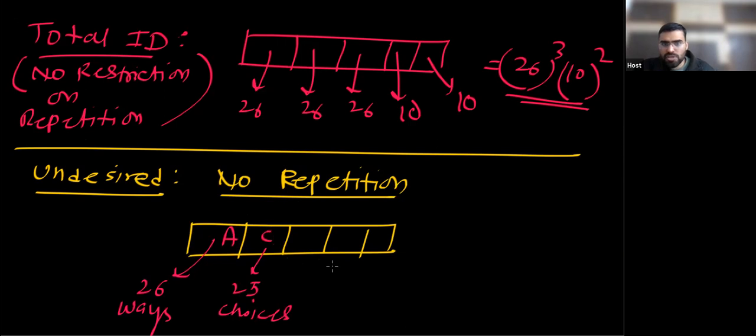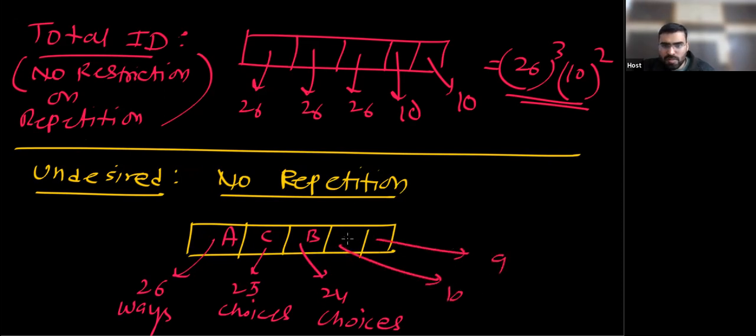So let me put C. Now I cannot put A, I cannot put C. So there are 24 choices for this position. Let me put B. Now you can notice here I have 10 choices and here I have 9 choices, because once I put something here, for example 0, now I cannot put 0 here.